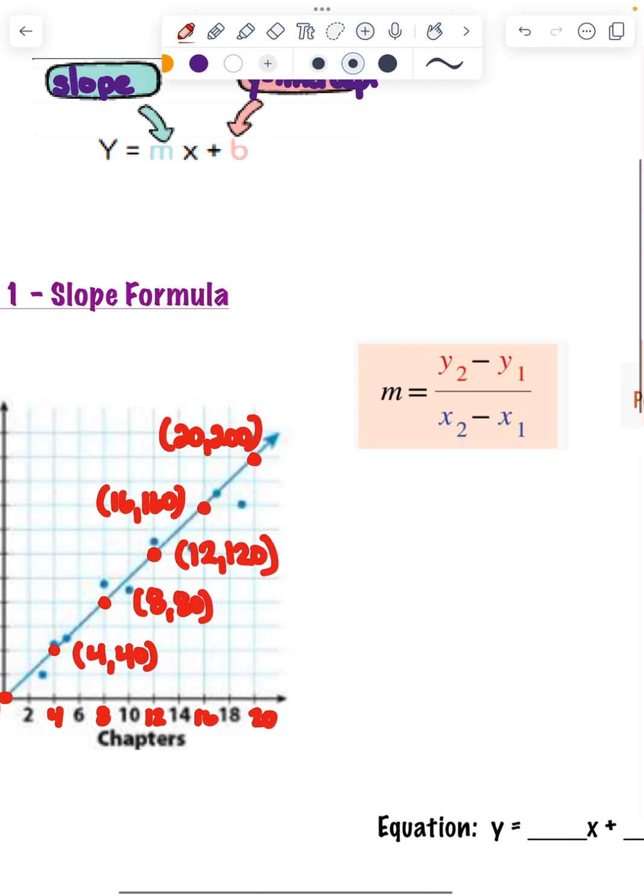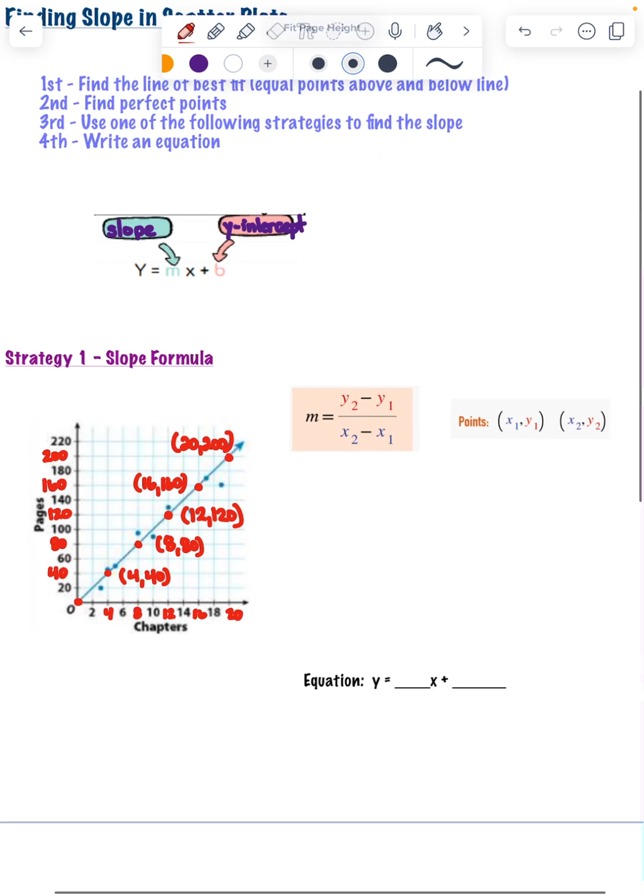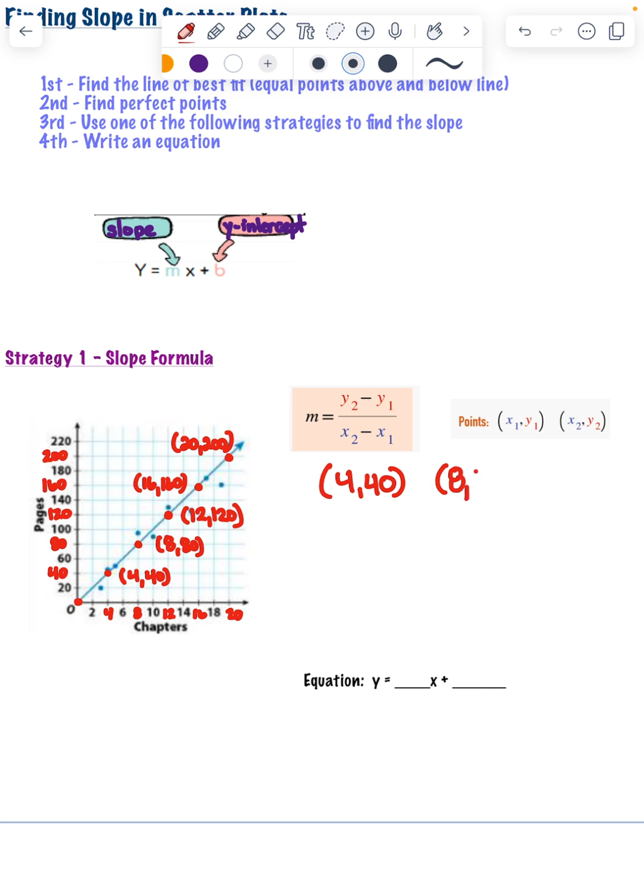When we look at our ordered pair and our formula for slope formula, we see that our slope formula is y2 minus y1 over x2 minus x1. And when we're looking at our points, our first ordered pair is x1, y1. Our second ordered pair is our x2, y2. We know the order of those points based on our ordered pairs reading left to right. So my first ordered pair could be 4 and 40, and then my second ordered pair could be 8 and 80, because those are the first 2 ordered pairs I came to reading my line left to right.